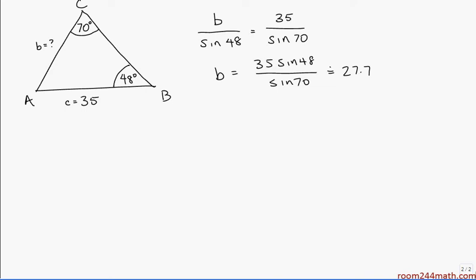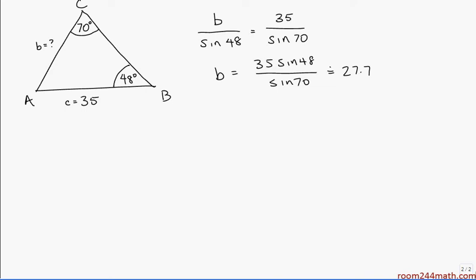And again, if you look at your triangle, were you expecting side B to be less than 35 or greater than 35? Well, it's opposite an angle that's only 48 degrees. It's smaller than 70 degrees. So you should have been expecting a side smaller than 35, and sure enough, we got one, 27.7. So that's a good habit to get into.